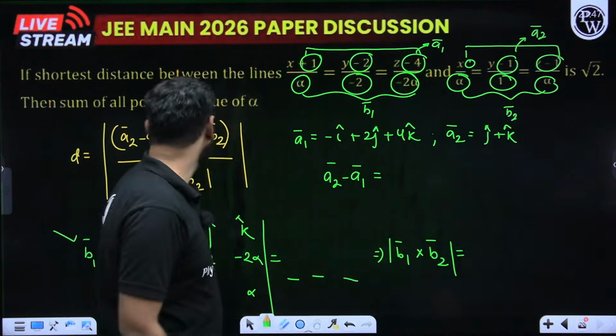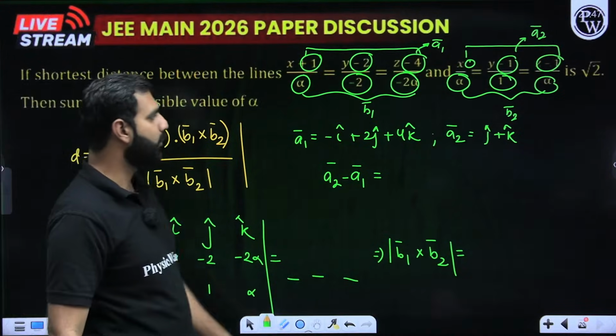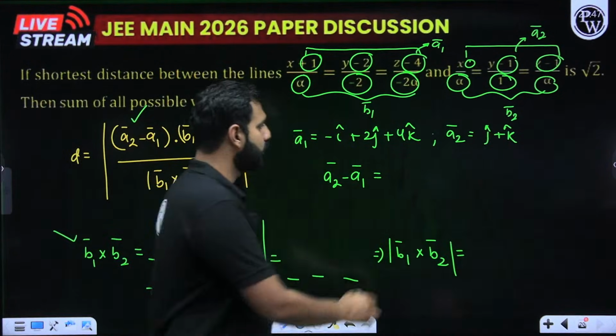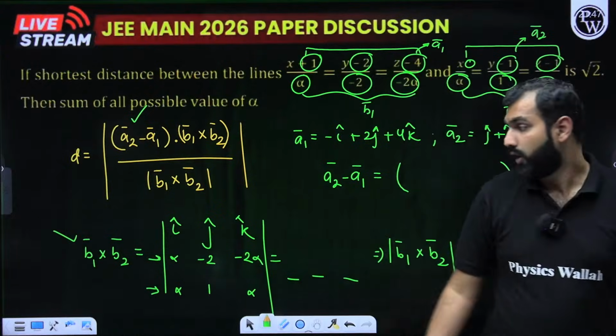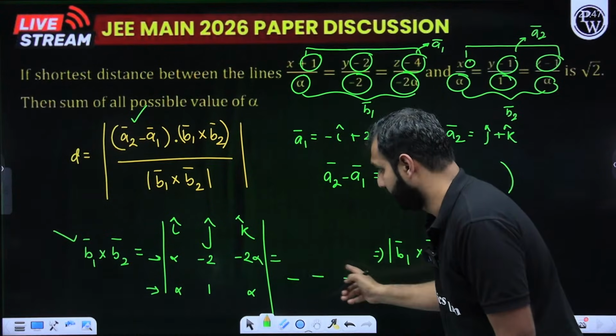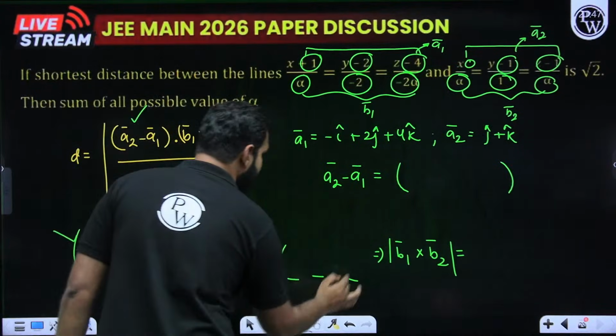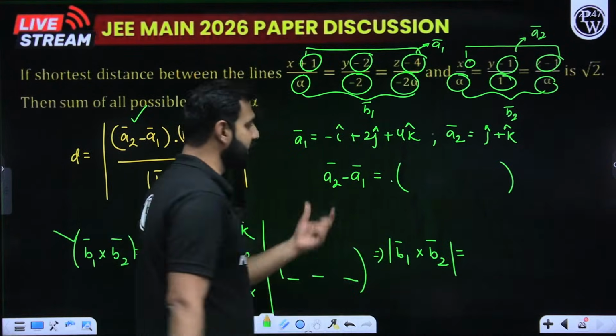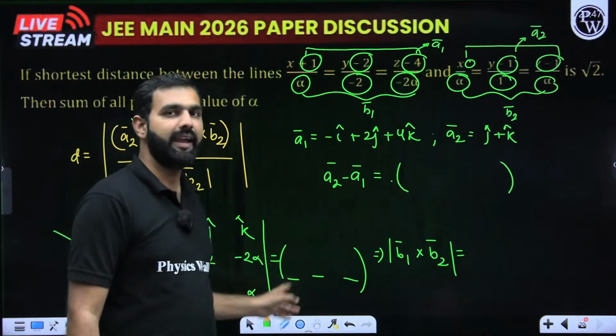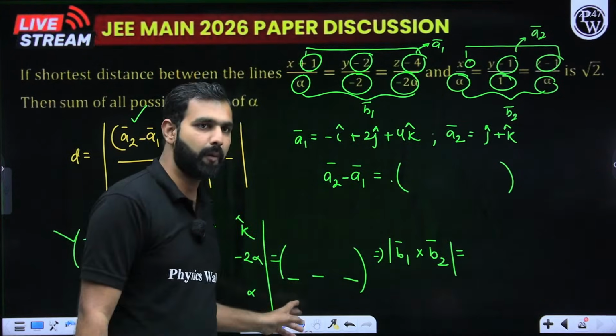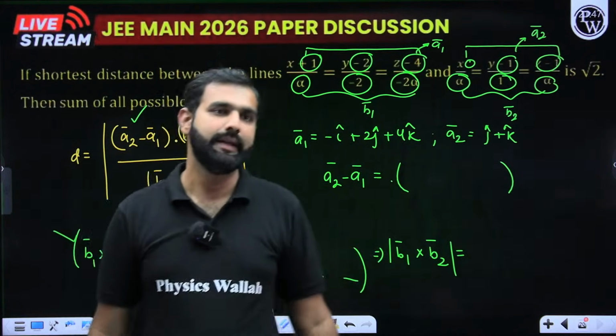So now what I need to do is a2 minus a1. So a2 minus a1 means what? This minus this. So you can find a2 minus a1. Now you have received b1 cross b2. So with that vector b1 cross b2, I need to take the dot with a2 minus a1. So multiply the i cap component, j cap component, and k cap component.